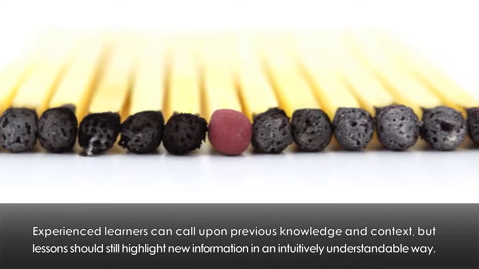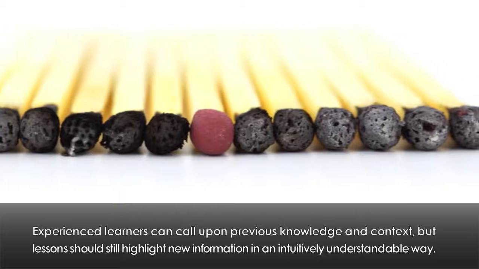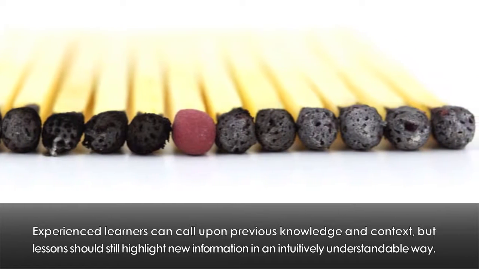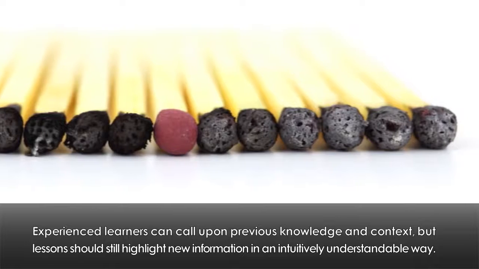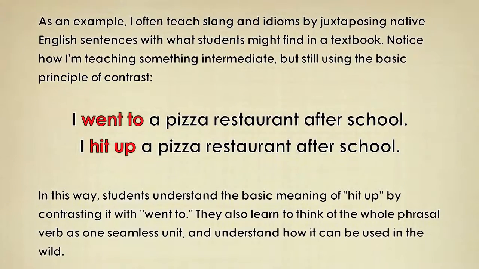Experienced learners can call upon previous knowledge and context, but lessons should still highlight new information in an intuitively understandable way. As an example, I often teach slang and idioms by juxtaposing native English sentences with what students might find in a textbook. Notice how I'm teaching something intermediate, but still using the basic principle of contrast. I went to a pizza restaurant after school. I hit up a pizza restaurant after school. In this way, students understand the basic meaning of hit up by contrasting it with went to.